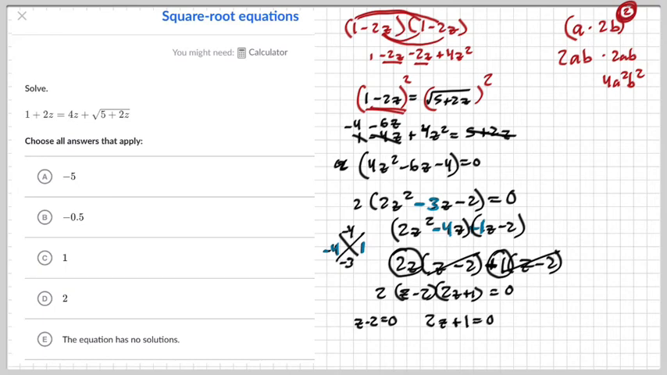And then I get z equals positive 2 from this one. And over here, I would have to subtract 1 and then divide by 2, so I get negative 1 over 2. All right, now, do we know if these are solutions? No, we don't. So we must check them.